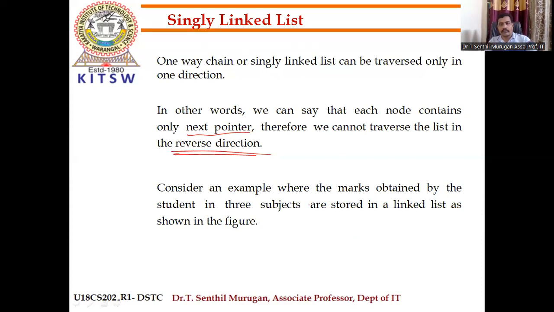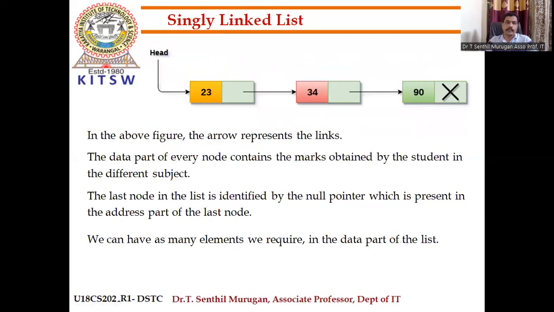For example, the marks obtained by a student in 3 subjects are stored in the linked list as shown in the figure. It shows that whatever marks the student got, first mark, second mark, third mark, will be there. We are unable to access from the reverse direction. The last node will be represented using the null pointer. We know that. The null pointer in the structure is represented using an X symbol or cross symbol.